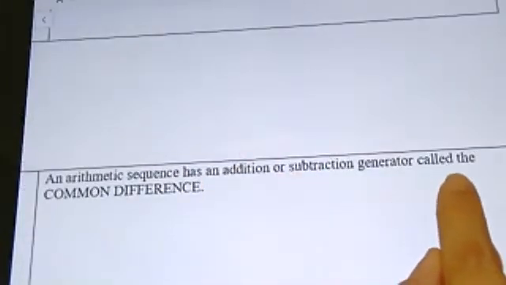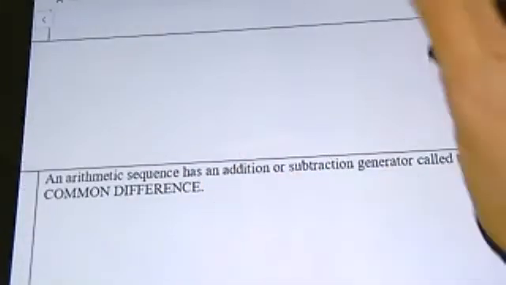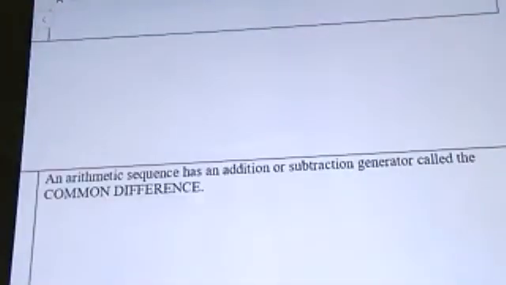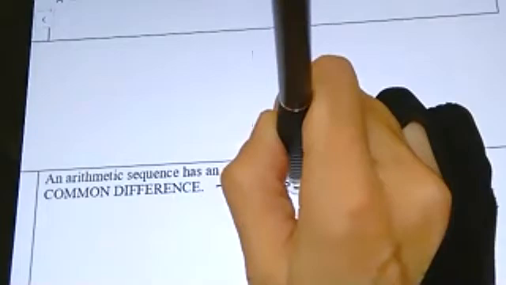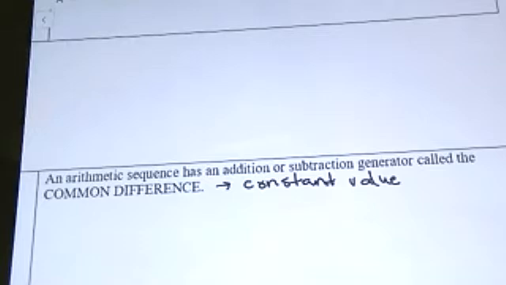is a sequence that has an addition or subtraction generator called the common difference. Now, common means that it does not change. So when we say that it's addition or subtraction, it needs to be the same value. So this common difference is a constant value. That means we either add or subtract the same value every single time, and we get an arithmetic sequence. The common difference, we're going to call it D.